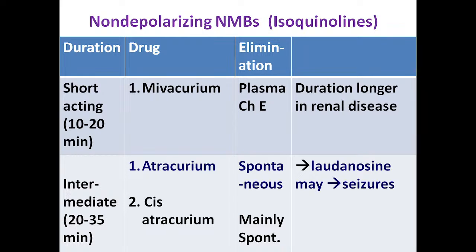Then we have two drugs, that is atracurium and the related cisatracurium. Atracurium at one time was used quite a bit, but now it's been replaced mostly by cisatracurium. Now this is a very classic example of a non-enzymatic metabolism. It doesn't need any enzyme, it spontaneously metabolizes into a non-active form. And this kind of metabolism, especially for cisatracurium, is called Hofmann elimination.